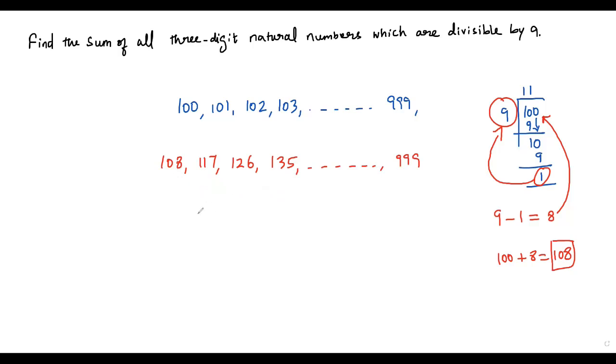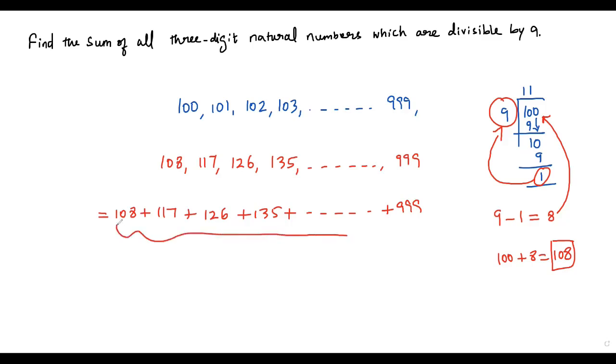So now our aim is to add all these values. That is, I have to add 108, 117, 126, 135. So the target of the question is to add all 3-digit natural numbers divisible by 9. So how can I add them? There is a formula, because I've already told you it's an arithmetic sequence. To find the sum of all the terms in an arithmetic sequence, there is a formula.